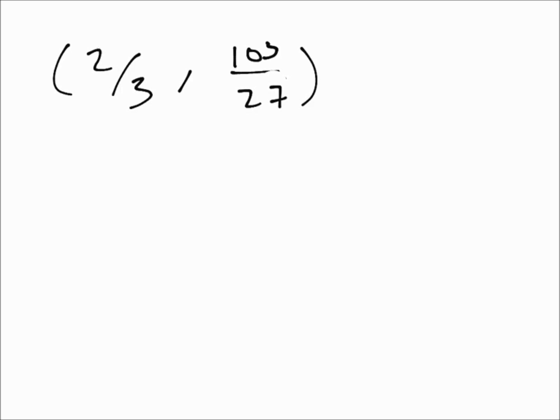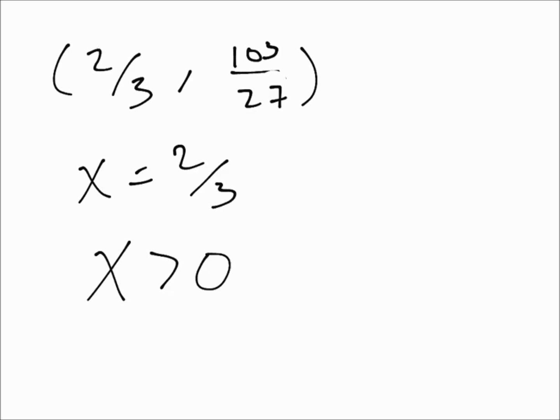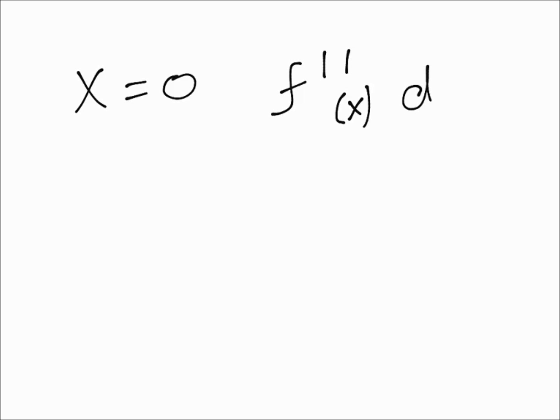And about the concavity, x is 2/3, so x is above 0, which means it is concave up. One more thing before I end the video that I forgot to mention is when you get that your x is equal to 0, that this means that f double prime x does not exist.